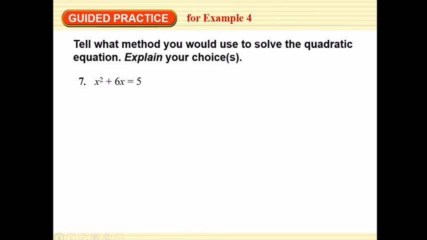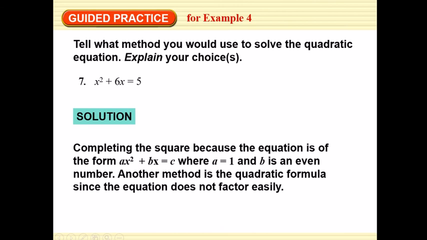Alright, guided practice 7 here. X squared plus 6x equals 5. And completing the square, we can complete the square because the equation is written in the form ax squared plus bx equals c. A is 1, which is optimal for completing the square here. And b is an even number. Since that wasn't actually a requirement when we completed the square, but it's ideal because remember how we have that (b over 2) squared that we'll be adding? If b is even, that means when I divide it by 2, it's going to work out really nicely. Alright, another method, you could get that equation into standard form by subtracting 5, and then use the quadratic formula.